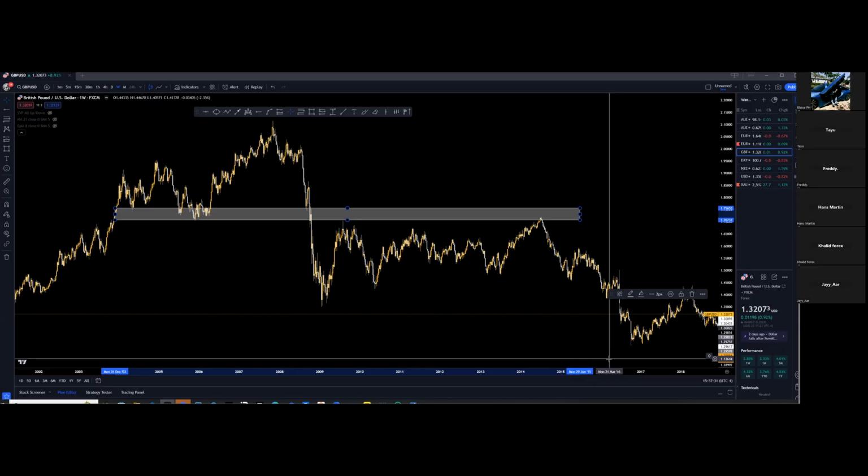Number two thing, if a demand or a supply zone is broken, it becomes an invalid zone. There's a difference between a demand and supply zone and a support and resistance zone. You can choose to draw a support zone or resistance zone because in trading, when support is broken, it tends to become resistance, and when resistance is broken, it tends to become support. That's how it is. But demand and supply, when broken, does not. When demand is broken, it doesn't turn to supply, and when supply is broken, it doesn't turn to demand.